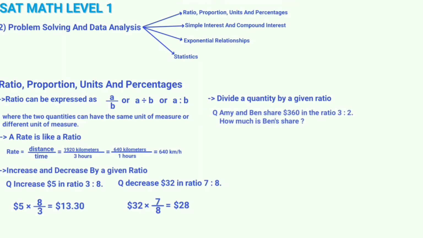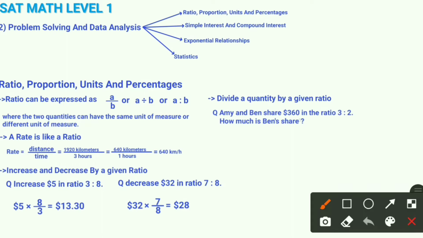Divide a quantity by a given ratio. Okay, now we have another question. Amy and Ben share $360 in the ratio 3 and 2. 3 is the ratio for Amy and 2 is the ratio for Ben, and both of them share this $360. How much is Ben's share?